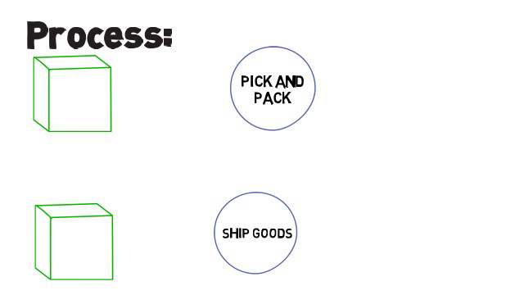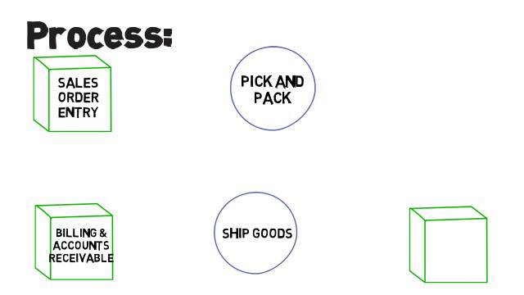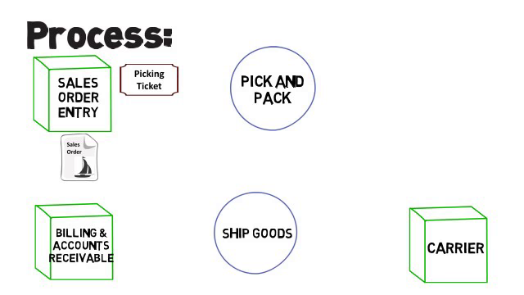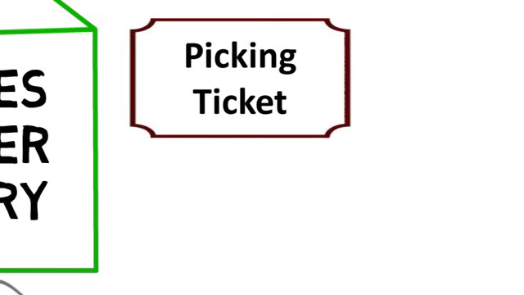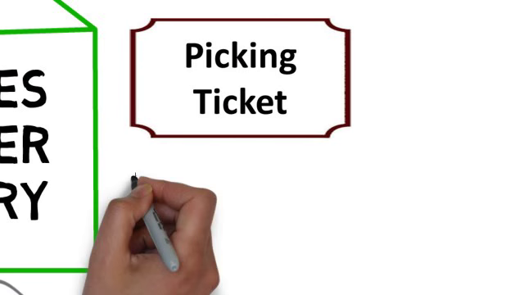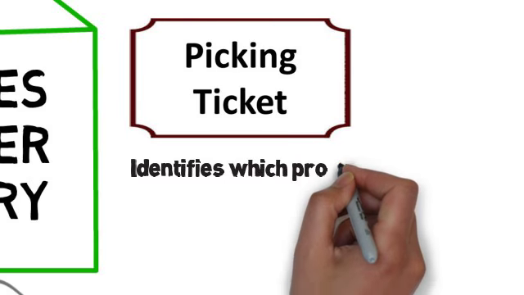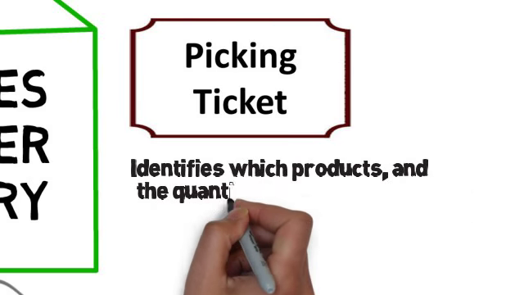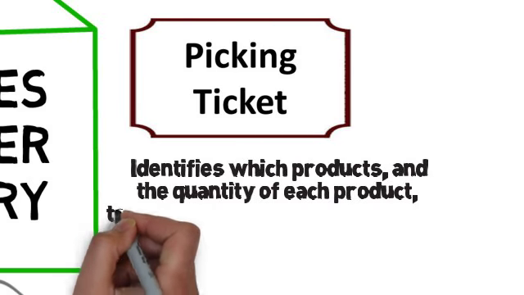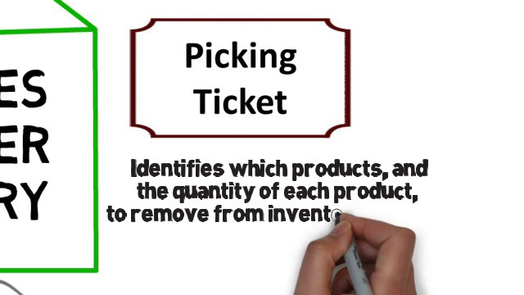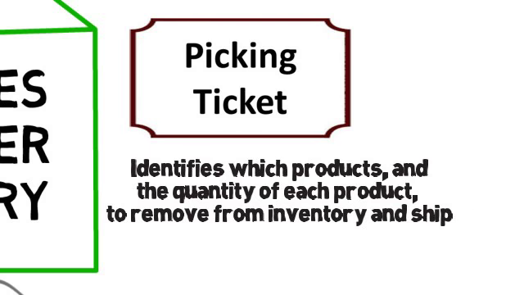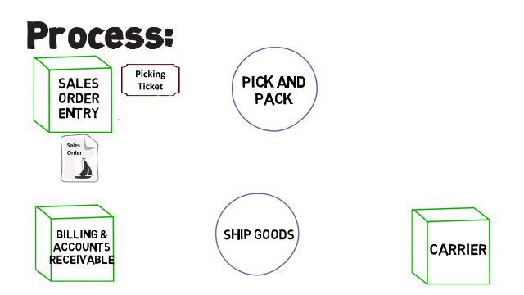Now these boxes are inputs and outputs to this process. For example, when you make a sale, the sales order entry process produces a sales order and a picking ticket. Wait, what's a picking ticket? Well, it identifies which products and quantity of each product to remove from inventory and ship. That's basic enough. It just means what you need to pick from the inventory.